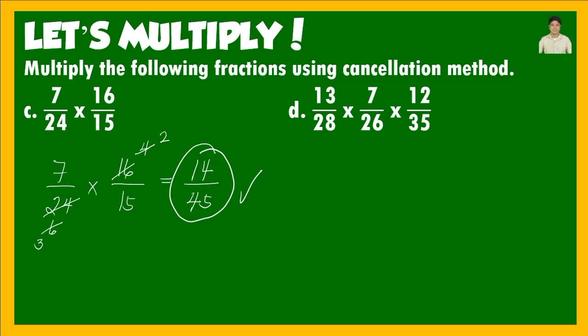So, kapag na-apply na po natin yung cancellation method, dun pa lang po, wala na po tayong kailangan pang i-simplify sa final answer kasi simplified na yon, tandaan natin. Pero kapag meron tayong hindi pa na-cancel out, kailangan pa rin po nating i-simplify or i-reduce to lowest term yung ating nakuhang product. Next, 13 over 28 times 7 over 26 times 12 over 35. So, sulat lang natin dito sa ibaba.